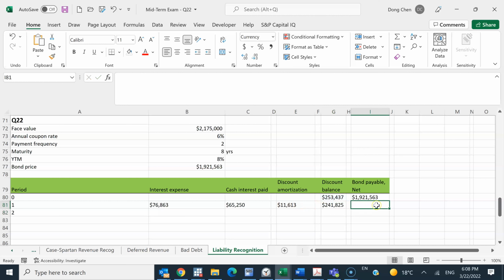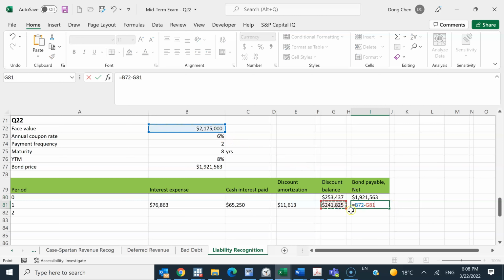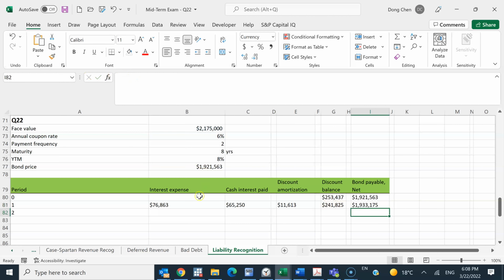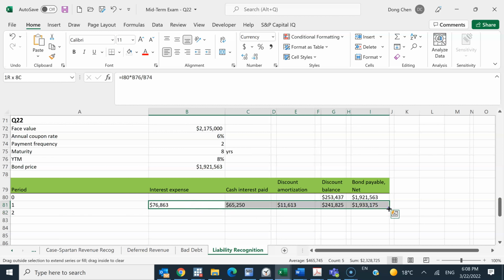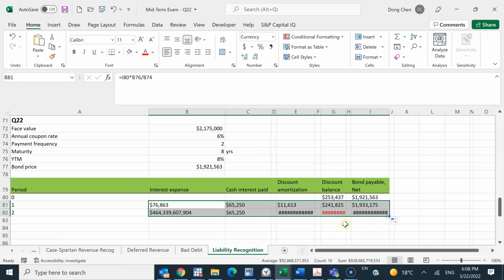Shrink by this. So it's going to be this amount minus the discount amortization. And also the bond payable. Let's say this will be this. So the bond payable will also be what? Will be the face value minus the new discount balance, right? But here I want to fix the face value because later on I want to drag the cell to the other time periods in order to automatically calculate this amount. Even though maybe for this question I don't need this amount, but just as a general practice, I think this is a good idea.